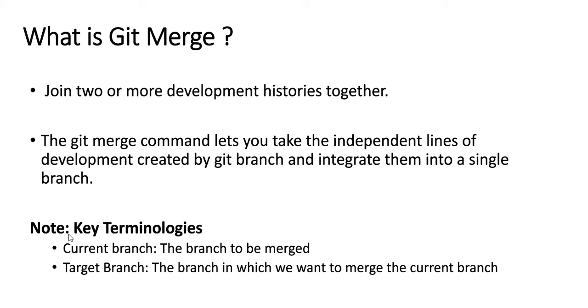If you see this key terminology, basically we have two branches: the current branch, the branch we want to merge, and the target branch, the branch in which we want to merge the current branch to make a single branch.